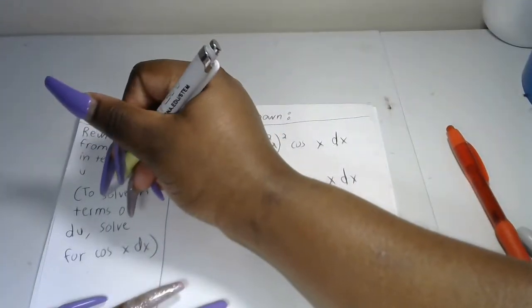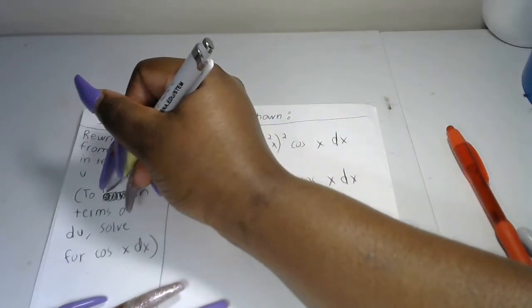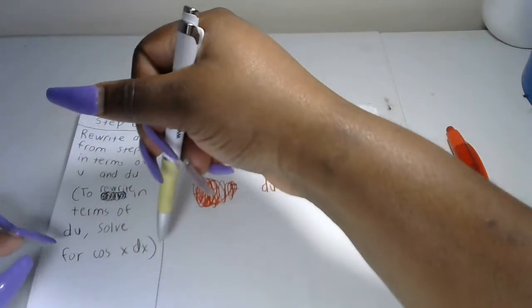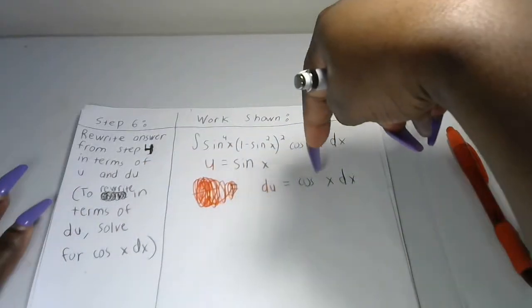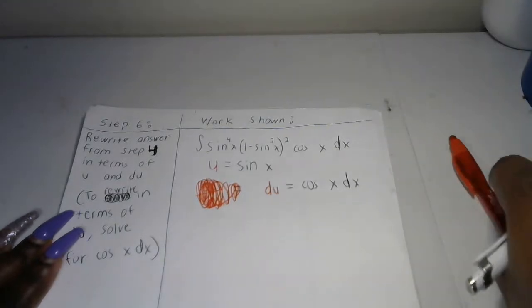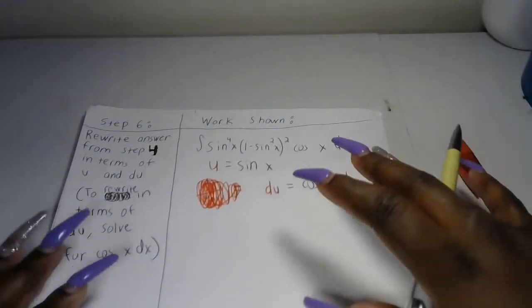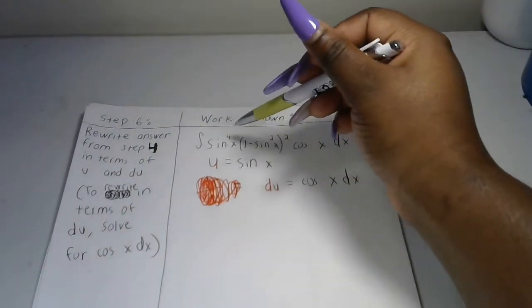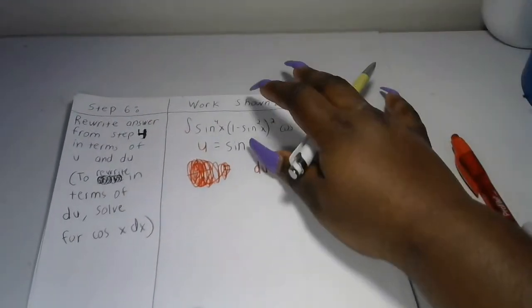To rewrite in terms of du, solve for cosine x dx. Like I said, it's easier because it already is solved for cosine x dx. So u substitution with du will be very simple. But anyway, let's rewrite the answer. We're going to take all of these terms, this term, this term, and this term, and rewrite it in terms of u and du.